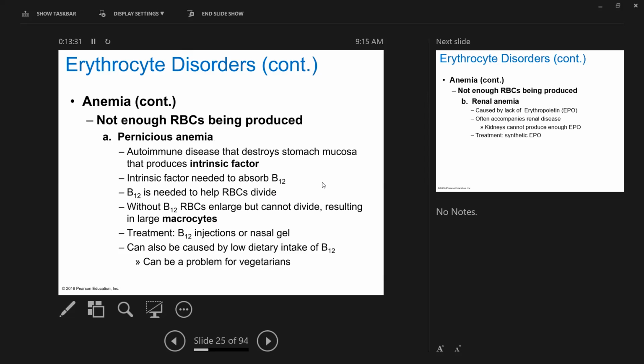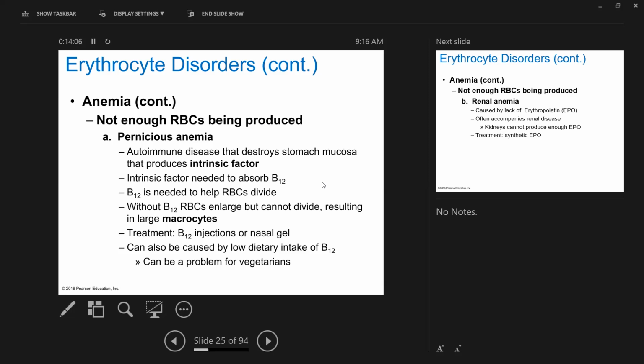So, treatments: injections of B12, one way to bypass being absorbed in the stomach. Because if the stomach is not producing intrinsic factor, it's not going to help you to eat a whole lot of liver, cooked liver or beef or something like that. Because the intrinsic factor isn't there, so you work around it. You get the B12 automatically in the system through an injection.